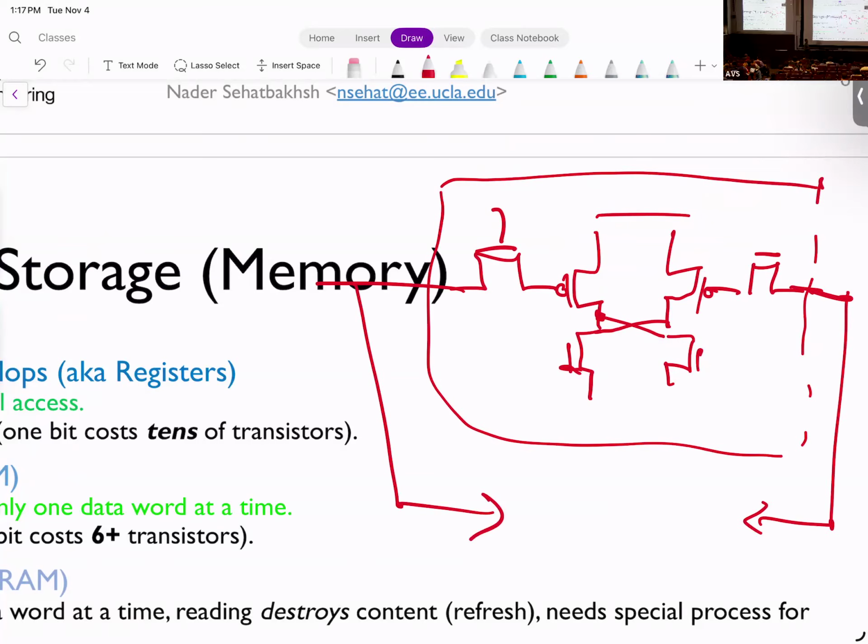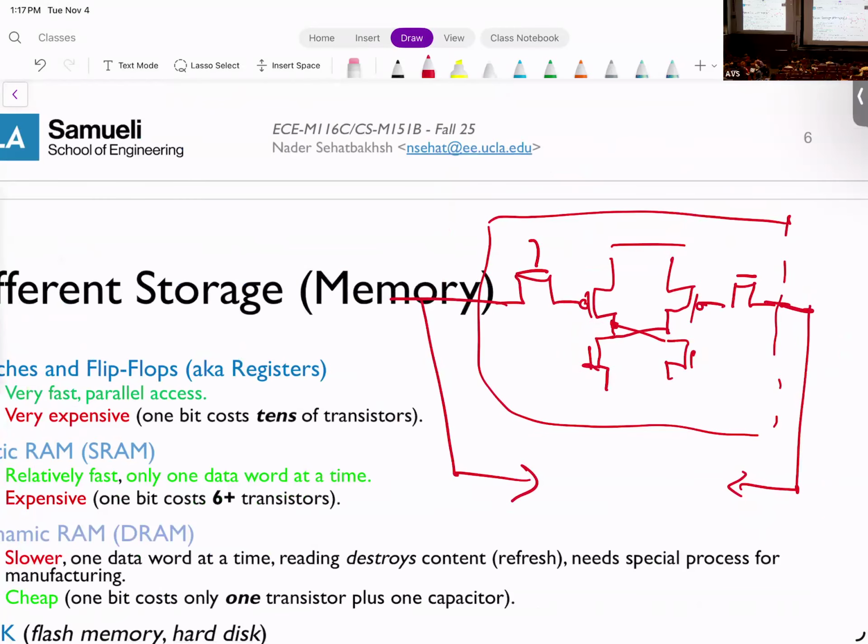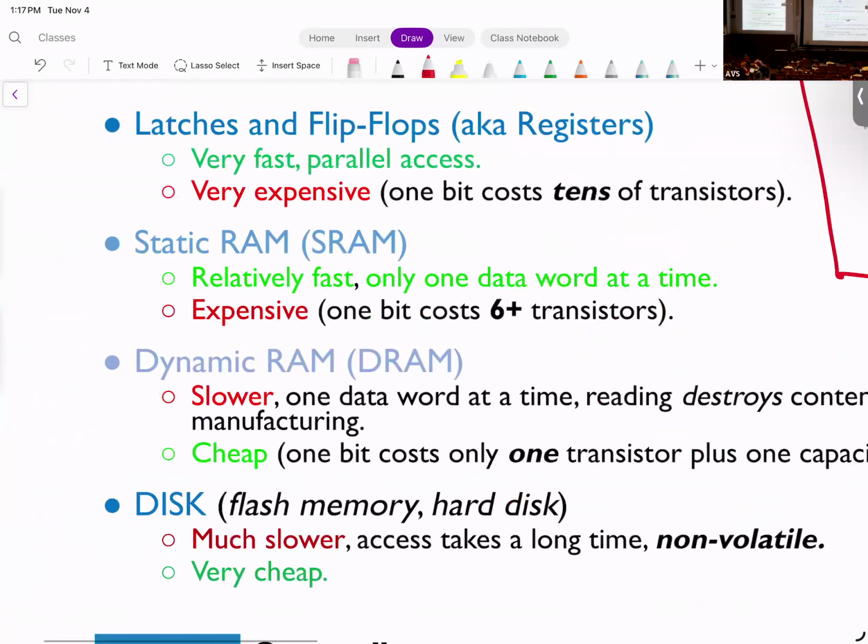So you need 6 transistors for storing one bit, and then you also need lots of other analog circuits for reading and writing to an SRAM. So it's also very expensive. It's slightly slower than a flip-flop, but it's still slightly bigger than a flip-flop.